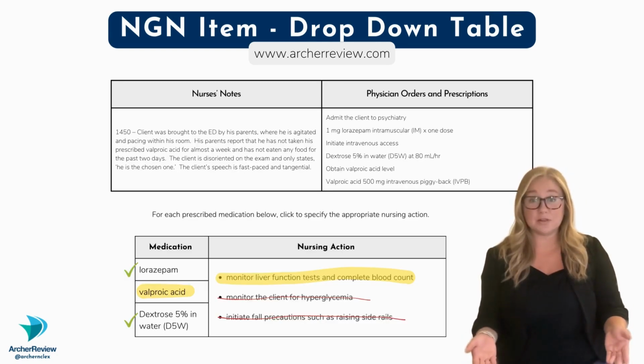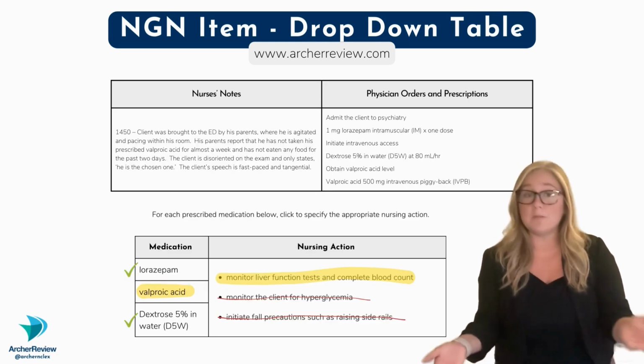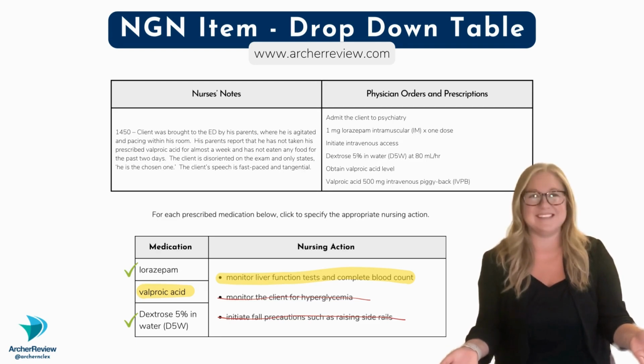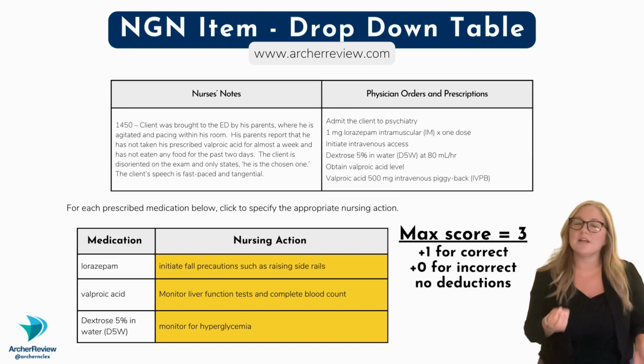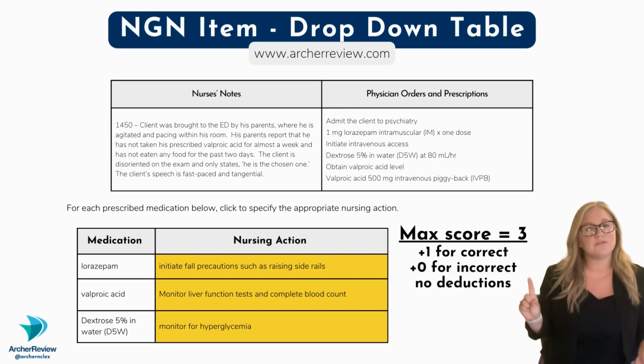And that leaves us with our last med. For valproic acid, we monitor liver function tests and our CBC. Okay, you finished your drop-down table. The max score here is 3. You'll get 1 point for each one of these you picked correct and 0 for any incorrect. There are no deductions here.